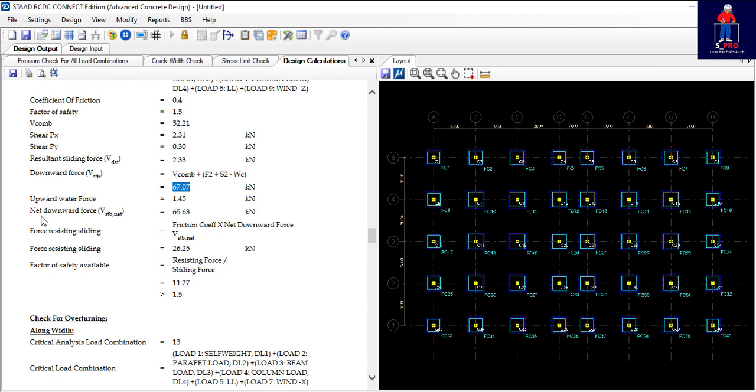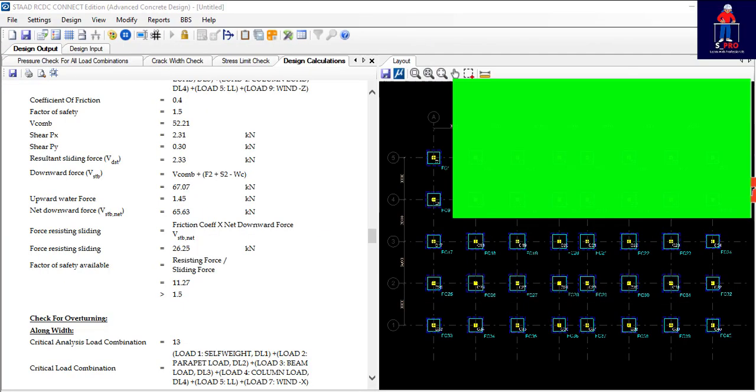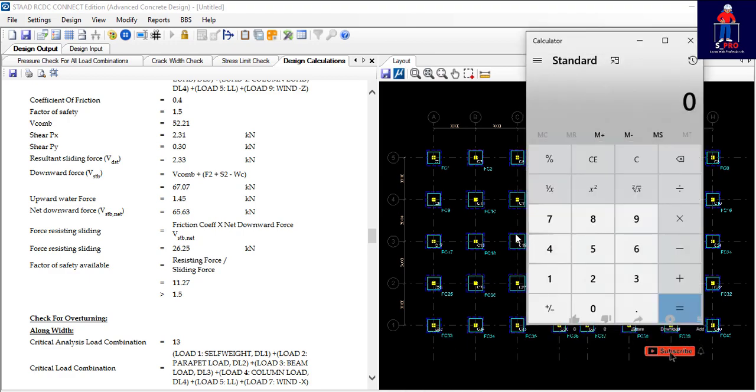So the net downward force is when you subtract this upward water force, because the weight of water coming up has been calculated to be 1.47. So subtract: 67.07 minus the weight of water going up. You have 65.63. My own is giving me 62, which is the same thing.